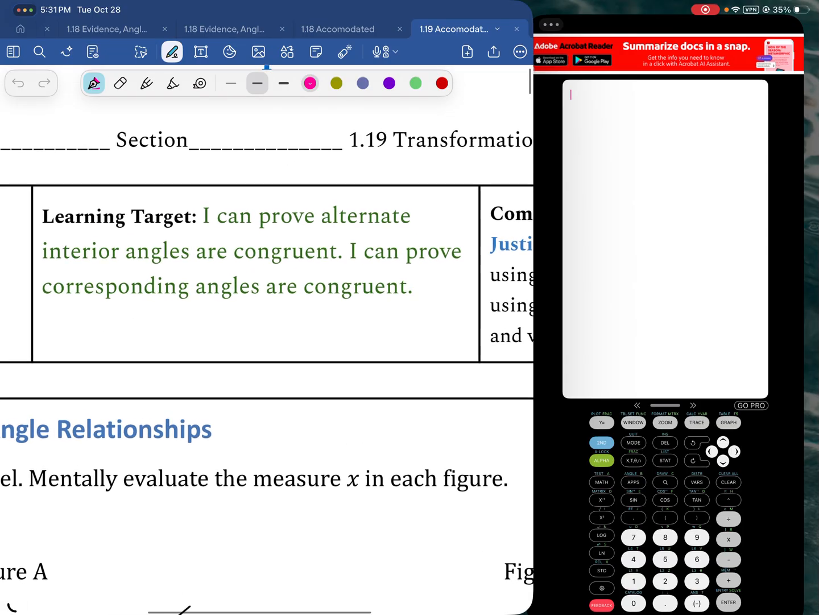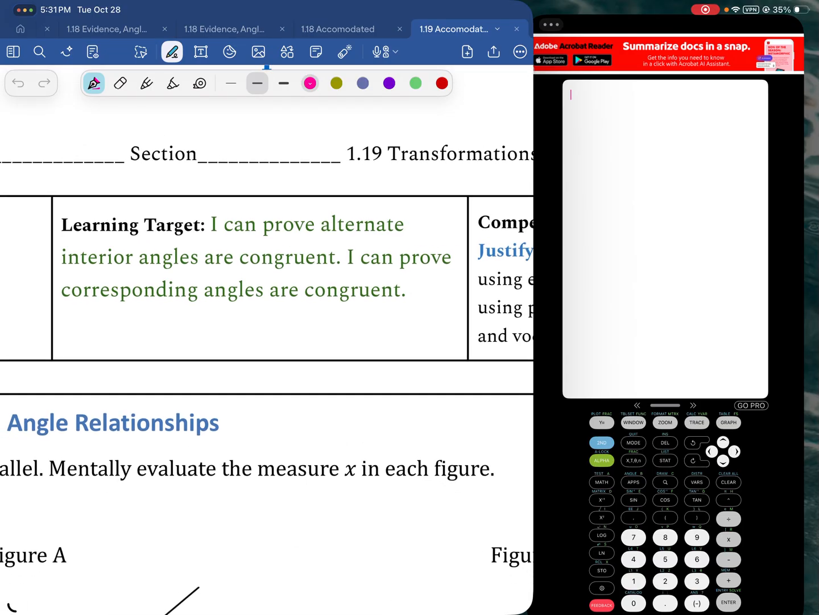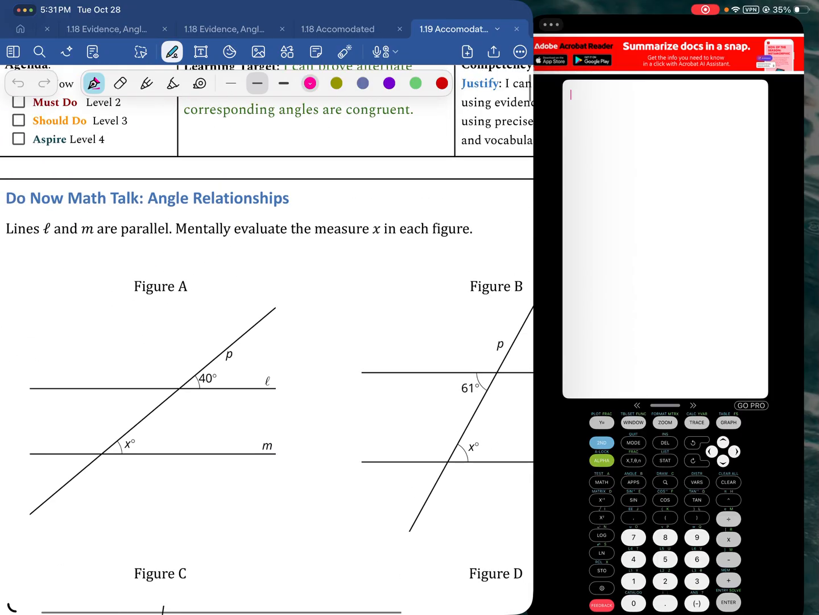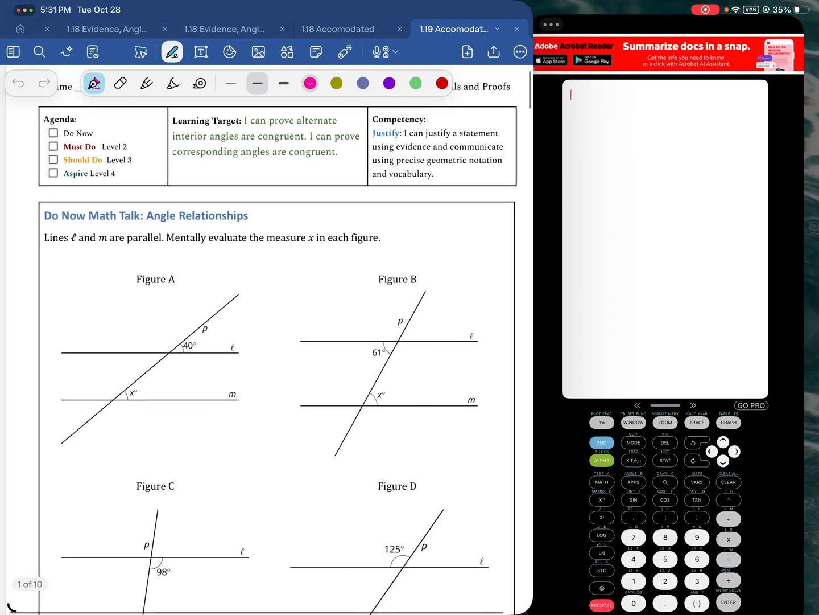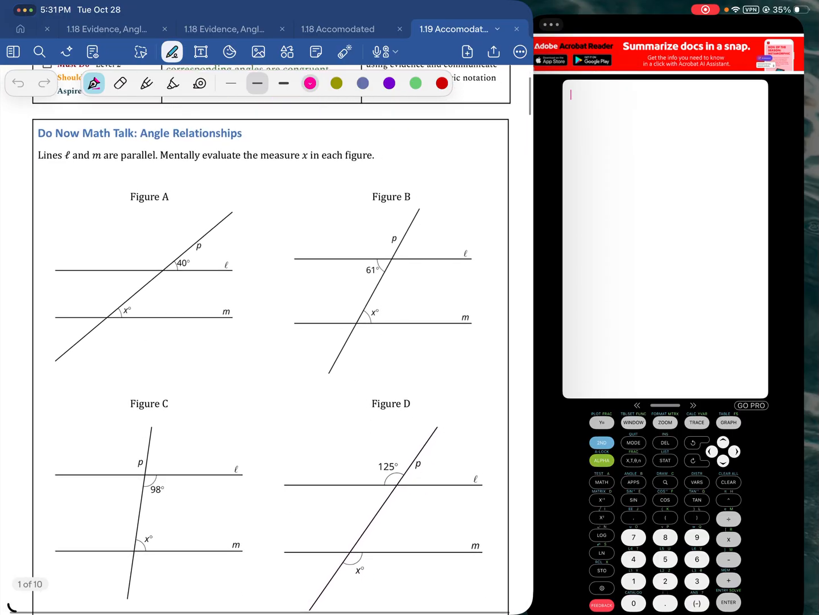Today, our learning target is I can prove alternate interior angles are congruent. I can prove corresponding angles are congruent. Let's check out the do now. If you need a calculator, please use your laptop for today, unless your teacher took out the calcs, and make sure you get your number.